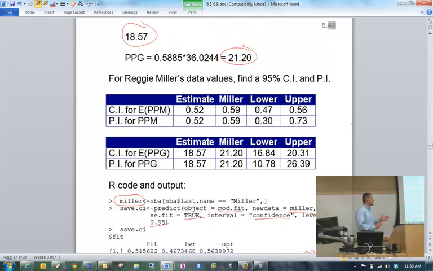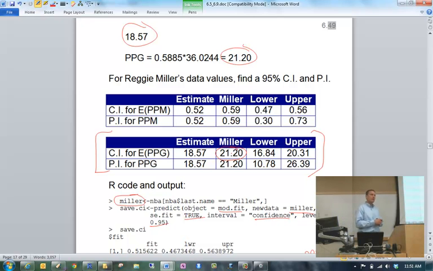Here's a table summarizing these calculations. Let's focus on this where I put everything into the points per game scale. I simply took the lower bound and the upper bound of the intervals and multiplied them by the minutes per game. So Reggie Miller, his particular points per game was 21.2. Notice it's outside of that confidence interval.